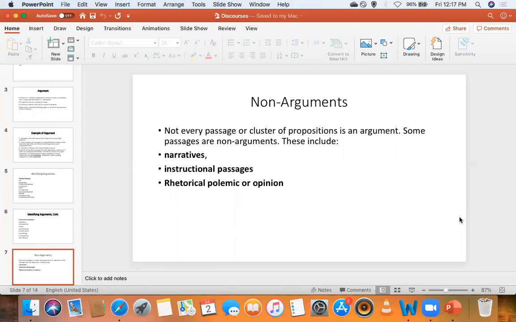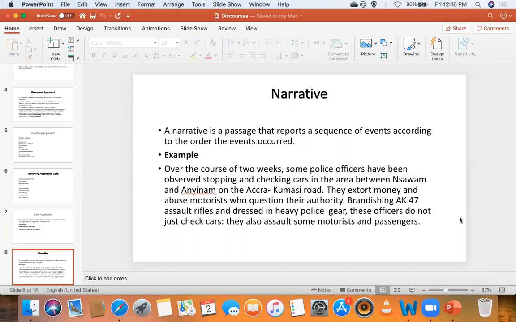Then the non-arguments. Not every passage or cluster of propositions is an argument. Some passages are non-arguments, such as narratives, instructional passages, rhetorical polemic, or opinion. So let's look at them one after the other.